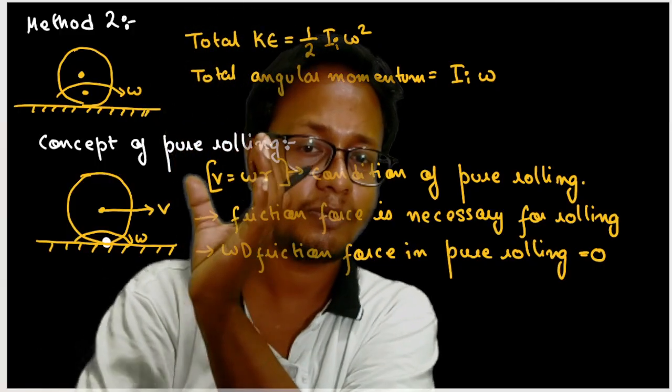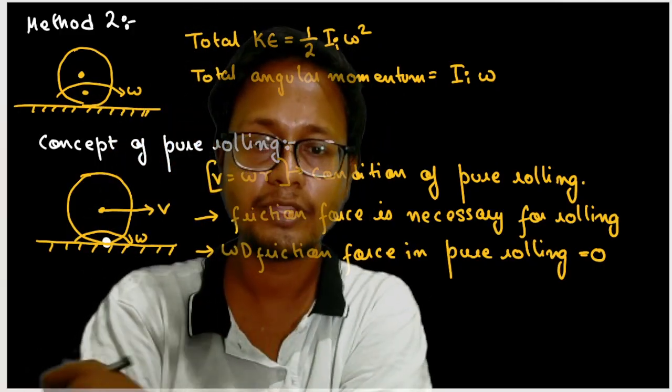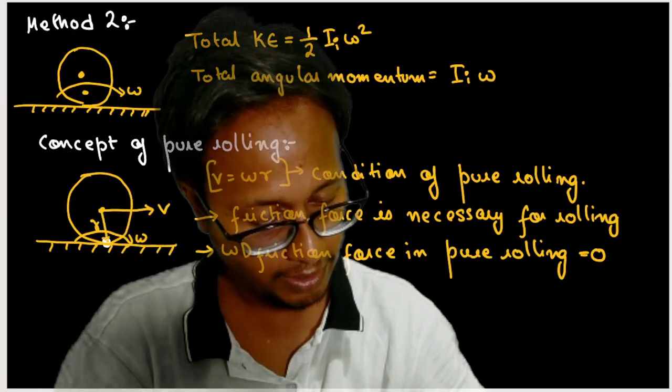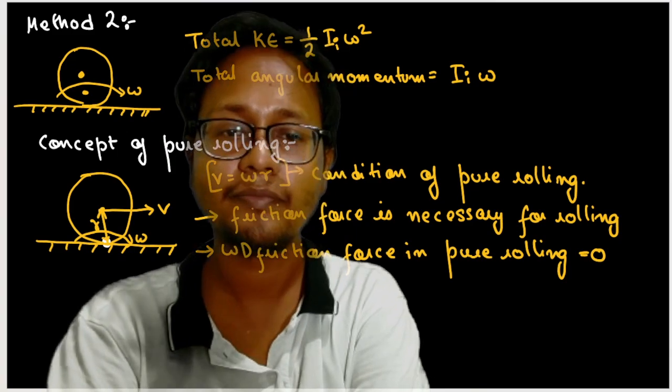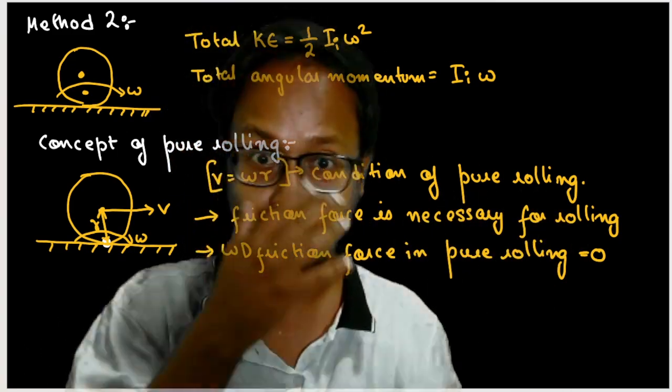Then study the concept of pure rolling. Pure rolling is a case where the instantaneous axis of rotation touches the point of contact, and v is equal to omega r, where r is equal to the radius of the tire. That is the condition for pure rolling. This was yesterday. Now let us solve some problems.